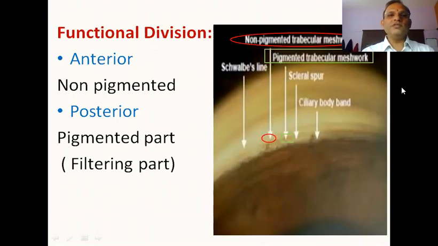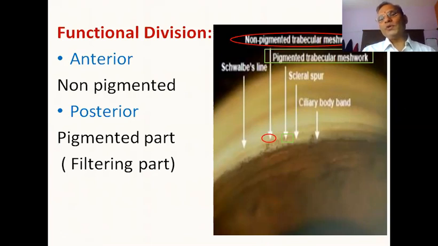Now there is again a functional division of the trabecular meshwork, which is usually seen on gonioscopy. This is non-pigmented and pigmented. The pigmented part is the filtering part, and the non-pigmented is the non-filtering part. At a young age, both non-pigmented and pigmented are similar. You cannot differentiate much between pigmented and non-pigmented at birth. But as age advances, since the aqueous keeps on flowing through the trabecular meshwork, the iris pigments get deposited into the trabecular meshwork and make it the pigmented part. That's why we say it is a filtering part, because it is continuously filtering the aqueous.